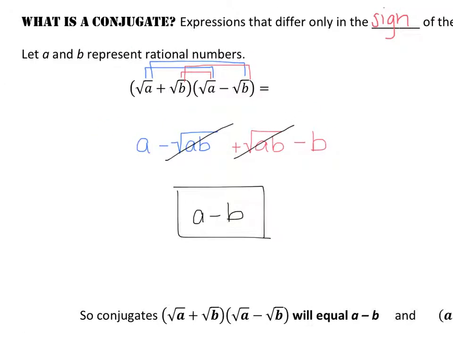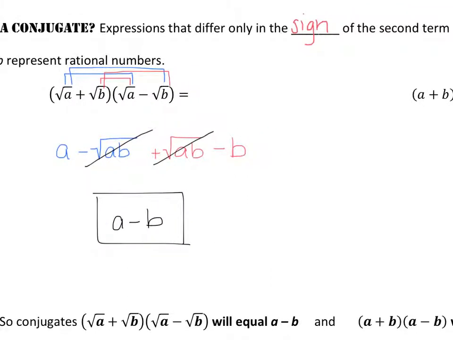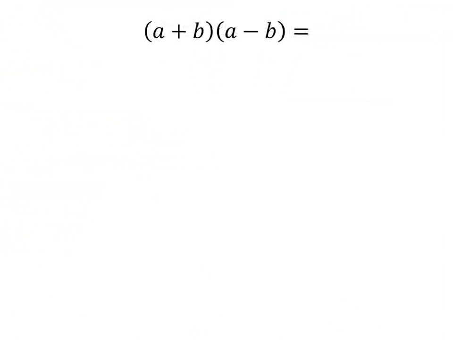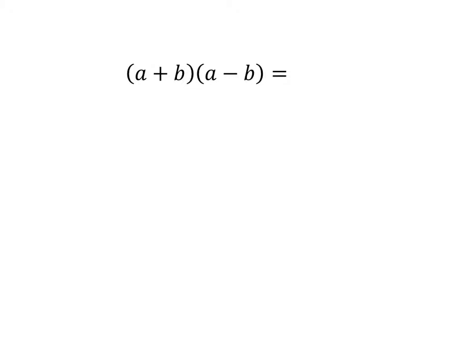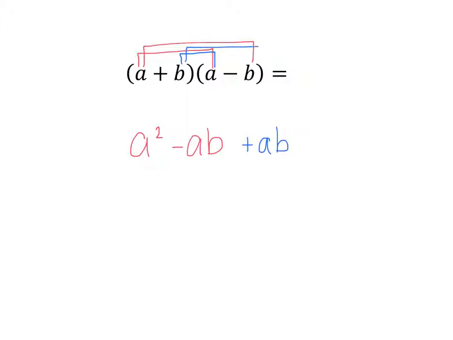Okay, so the next one, everybody ready for the next one? Next one doesn't have any square roots, it's just regular numbers. Okay, so first times first, A squared. Outside times outside, negative AB. Inside times inside, positive AB. And last times last. What happens now? Cancel. A squared minus B squared.